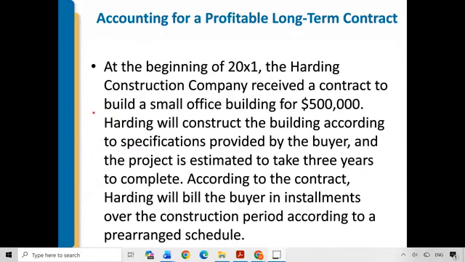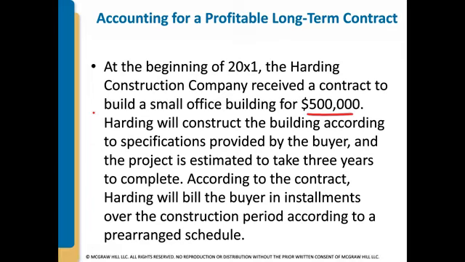At the beginning of 20X1, the Harding Construction Company received a contract to build a small office building for $500,000. Harding will construct the building according to specifications provided by the buyer, and the project is estimated to take 3 years to complete. According to the contract, Harding will bill the buyer in installments over the construction period according to a pre-arranged schedule. So this is going to be a percentage of completion example.